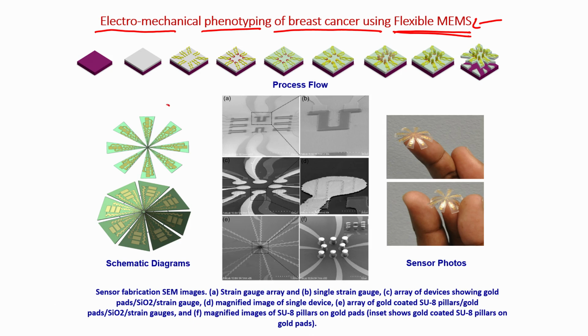So, if you see this particular image, this is a schematic. We have drawn this schematic with the help of SolidWorks. In the center of this chip, there are two sensors, one strain gauge and second electrodes, alright.